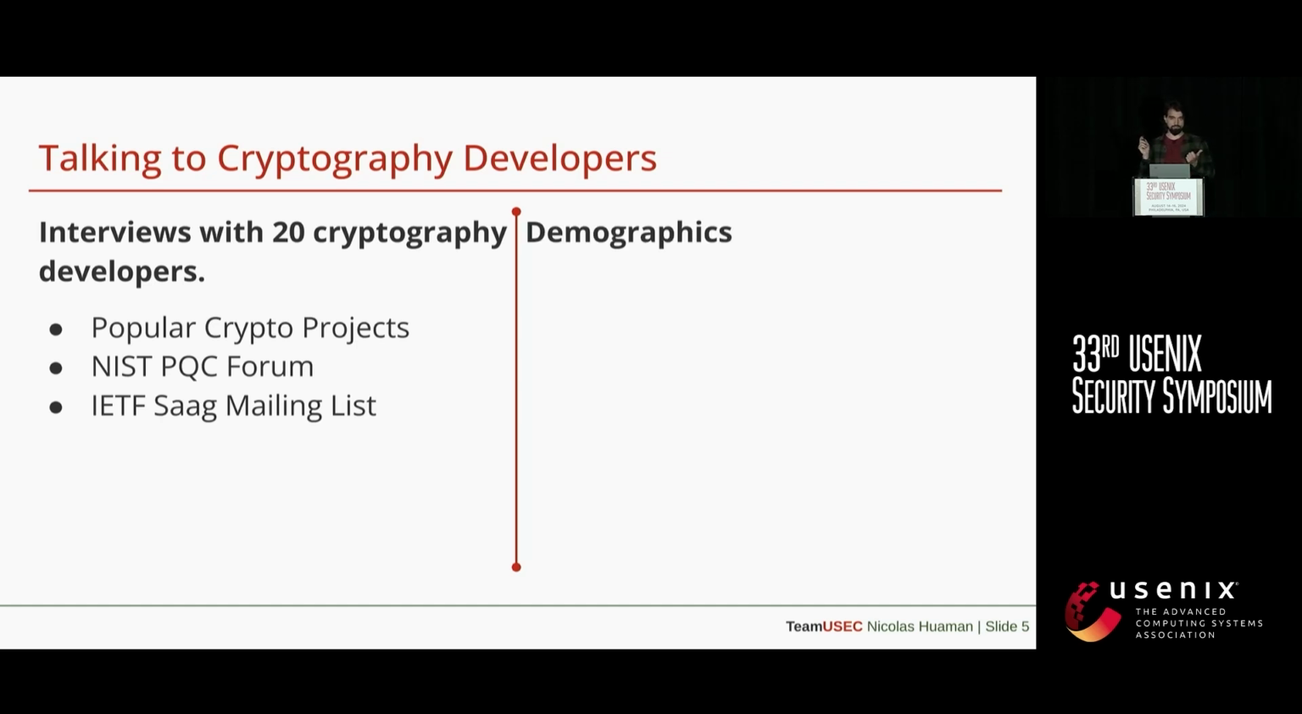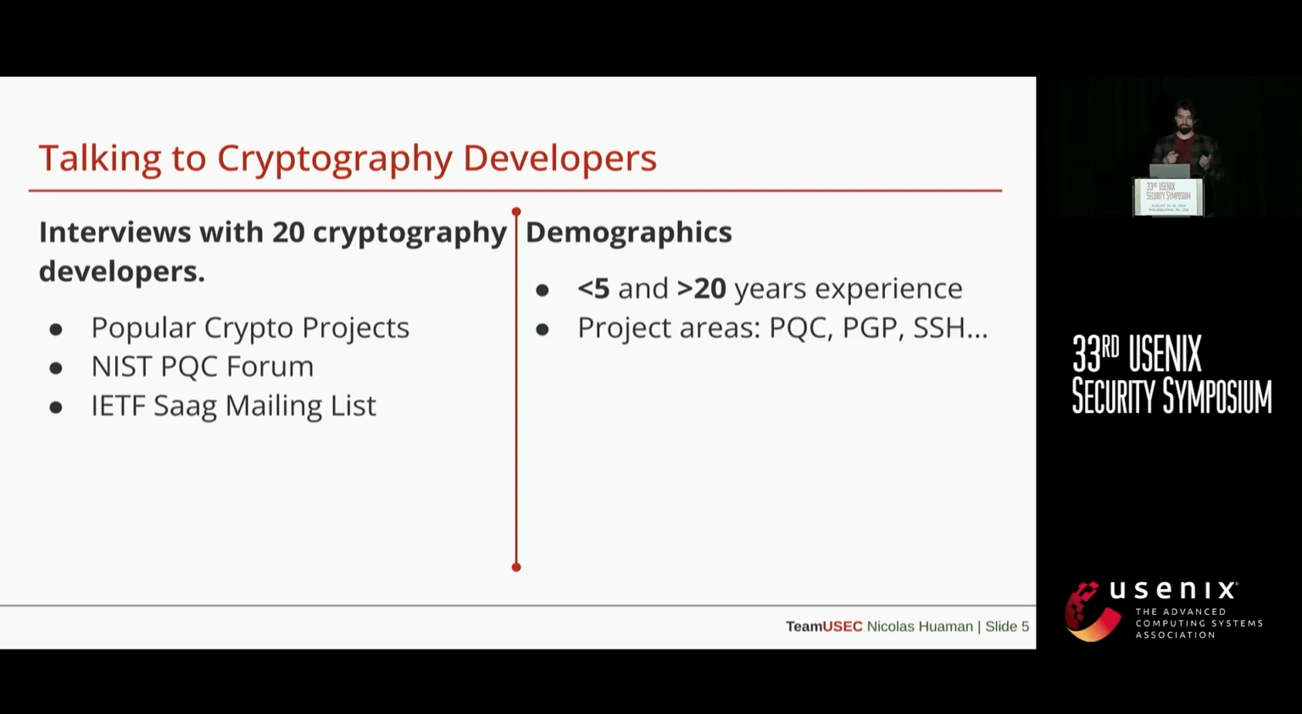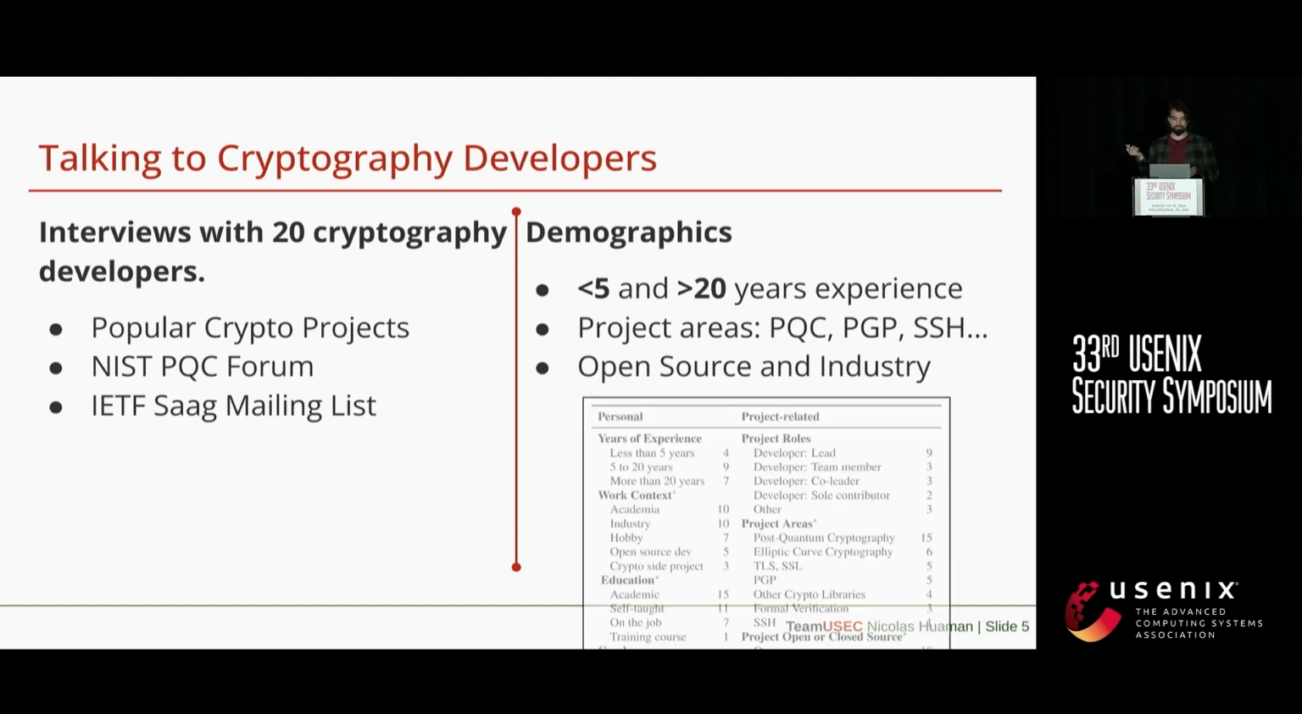For example, we got both developers with less than 5 and more than 20 years of experience. We got many different project areas, for example, post-quantum cryptography, PGP, SSH, TLS. And we got both open source and industry developers. We actually have a lot more demographics in the paper if you're interested. But let's focus on what we can learn for this talk.